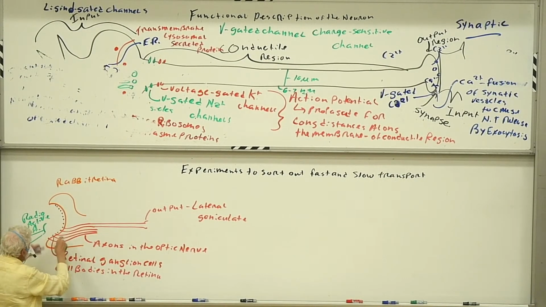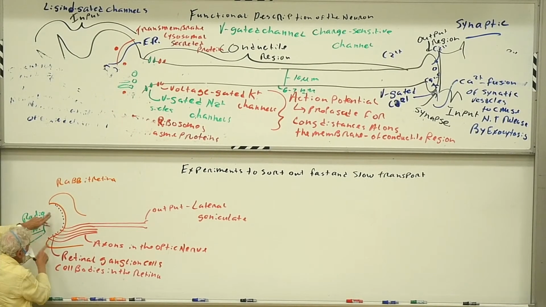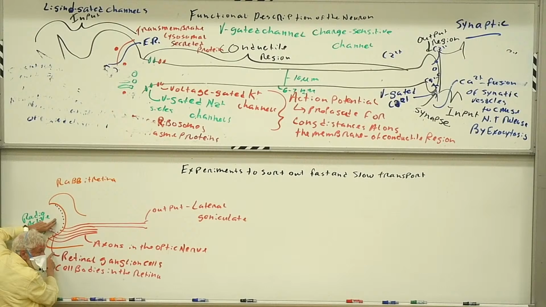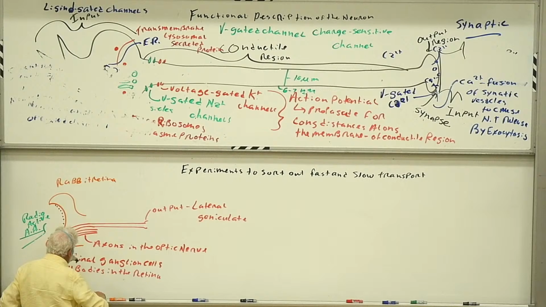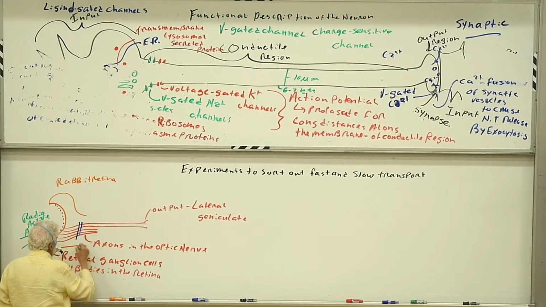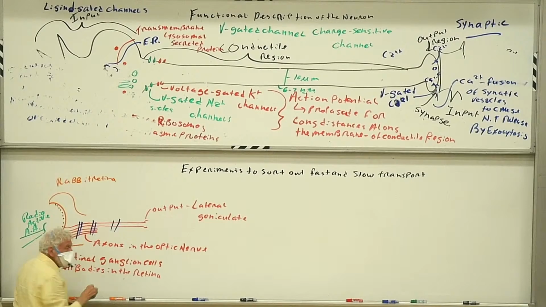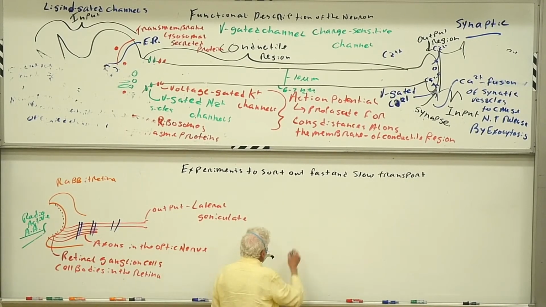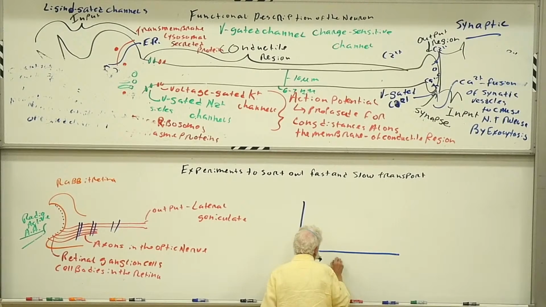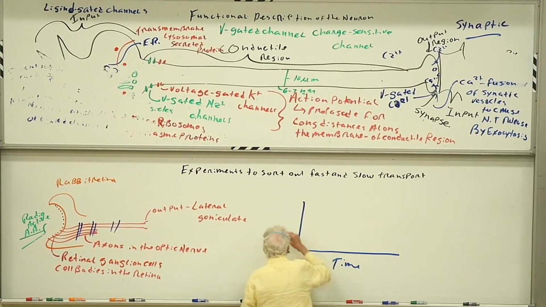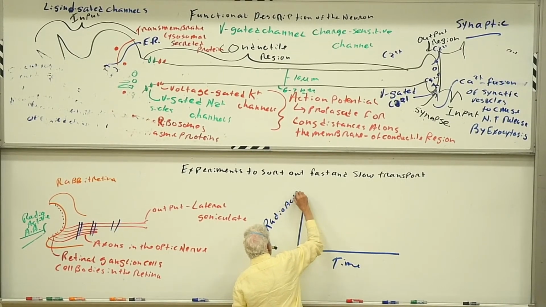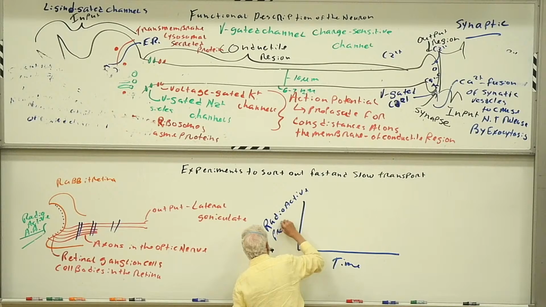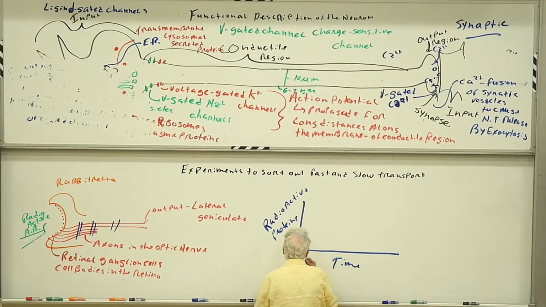Because what they could do is inject radioactive amino acids in here, and then wait for a period of time. They could kill the animal, dissect out the optic nerve, and then begin taking sections of the optic nerve. And by waiting different periods of time, they could sort out and write a graph, which was time versus radioactive proteins. And when they did that, they found that there were two components.